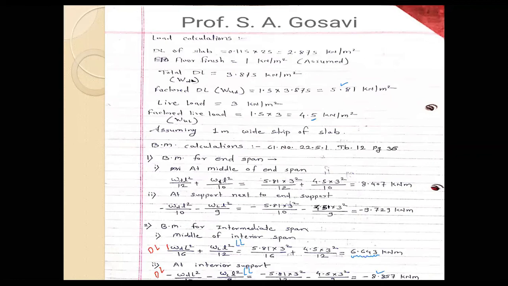First we calculated the bending moment for the end span, and second for the intermediate span. In the end span, we calculated the bending moment at 2 locations. The first location is the middle of the end span, where the coefficients for dead load and live load are 1 by 12 and 1 by 10.